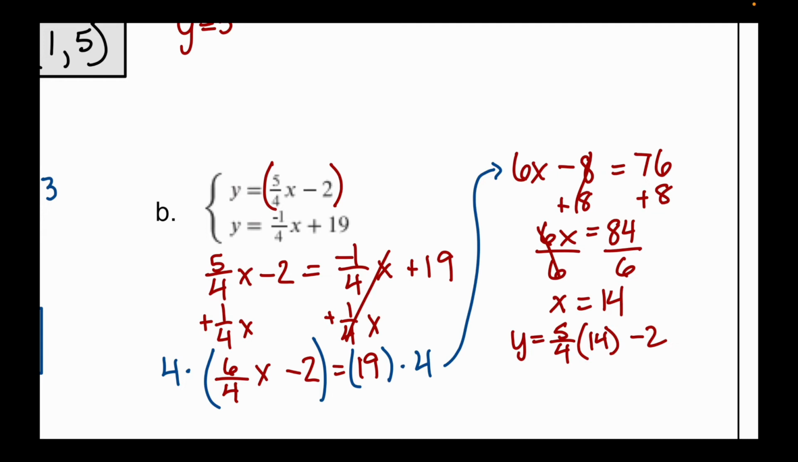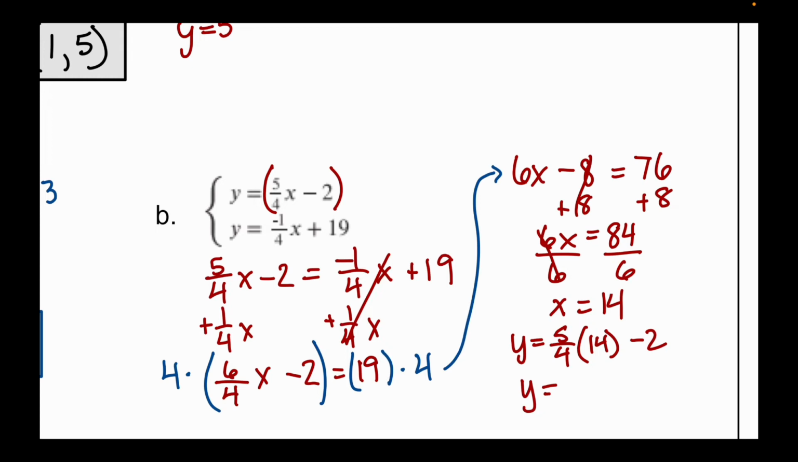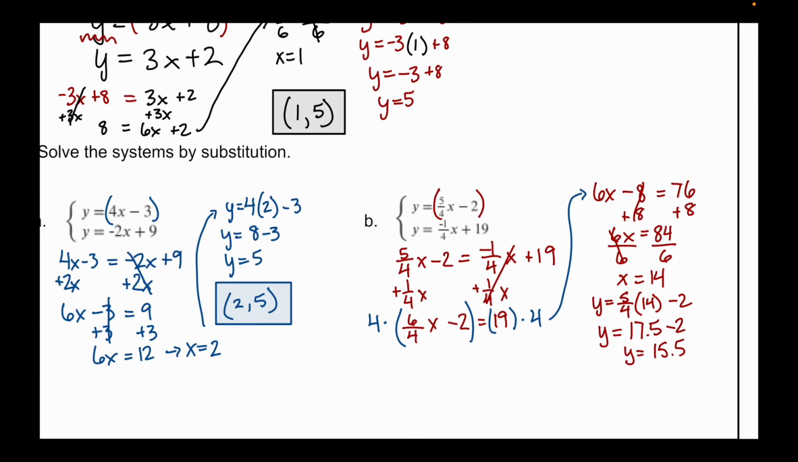So 14 times 5 is 70, and then if I divide by 4, I get 17.5. I'm going to just use decimals here, that's fine. So this is 17.5 minus 2. That's going to be 15.5. And then that means I'm going to write everything all together here as an ordered pair. It's going to be 14, comma, 15.5. And that is our answer for part B.